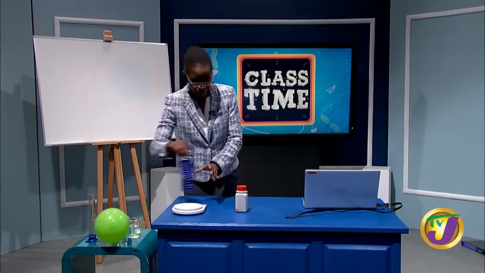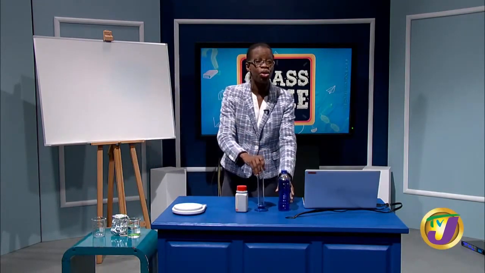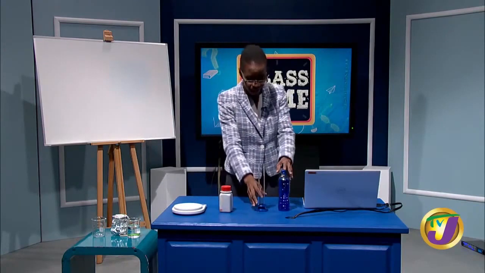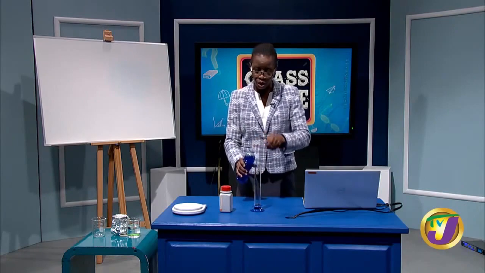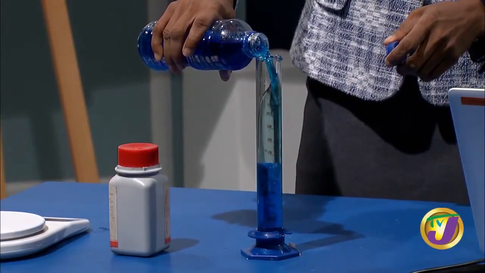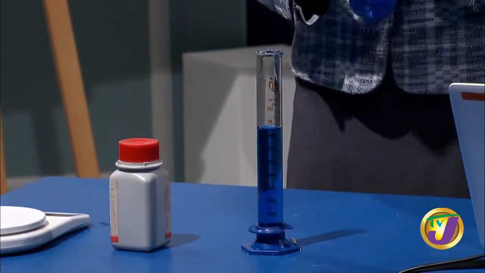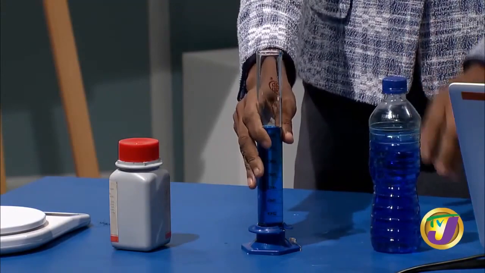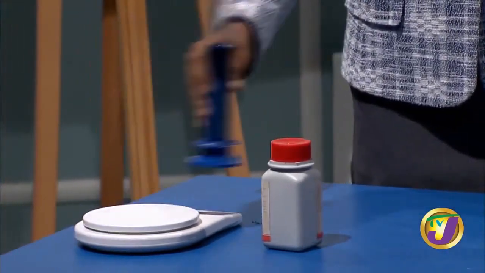For liquids, we can also determine the volume of a liquid. So we have a measuring cylinder, and I can pour out this liquid into the cylinder and hence determine its volume. And of course, we could also determine the mass by weighing it on a balance or scale.